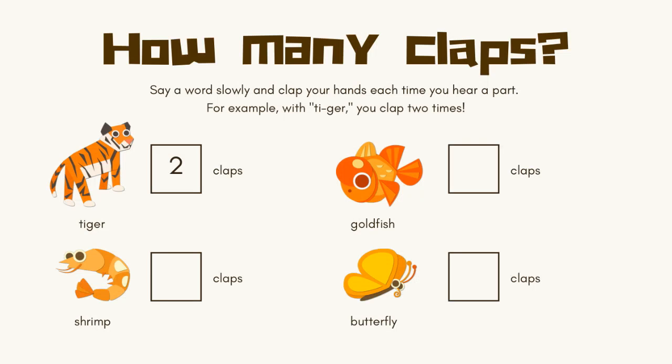Let's start by listening carefully to the sounds on this slide. First, we hear 3 claps in a row. These represent the rhythm we're about to explore. Now we have a series of animal words: butterfly, goldfish, shrimp, tiger. As I say each word slowly, I want you to clap your hands once for each sound or part you hear in the word. For example, when I say tiger, we clap twice because it has 2 parts. This activity helps us understand how words are broken down into sounds, which is fundamental for language learning and pronunciation.